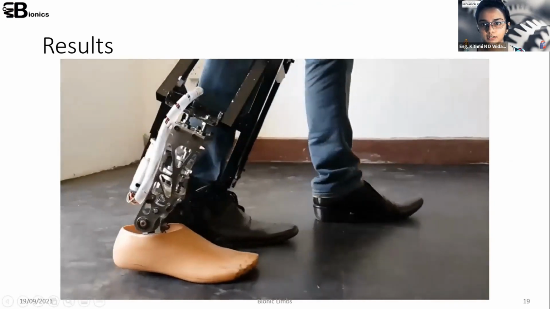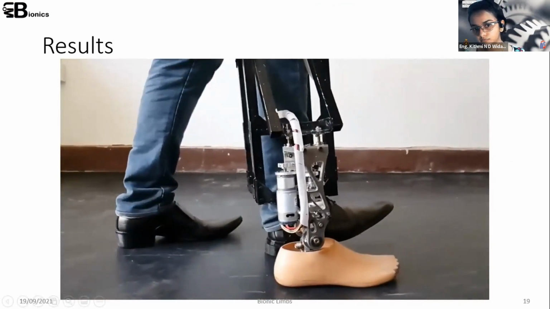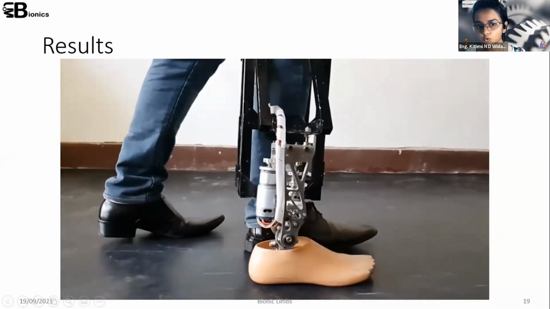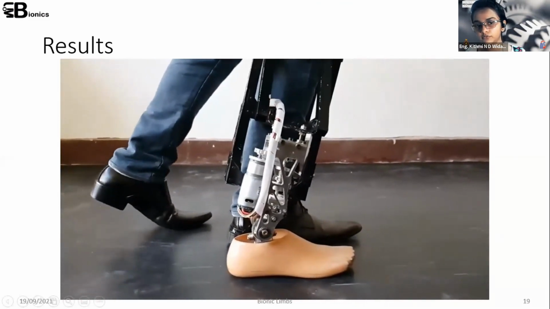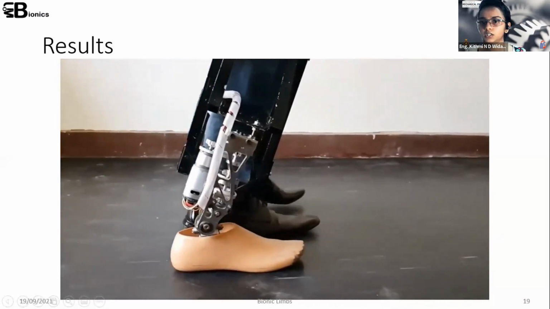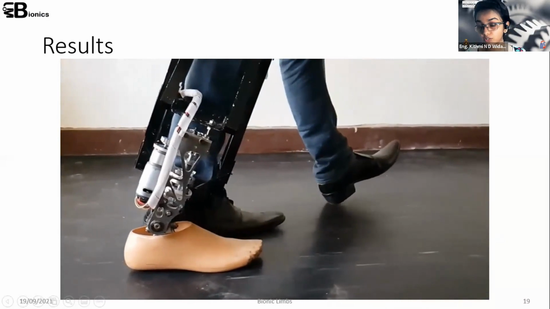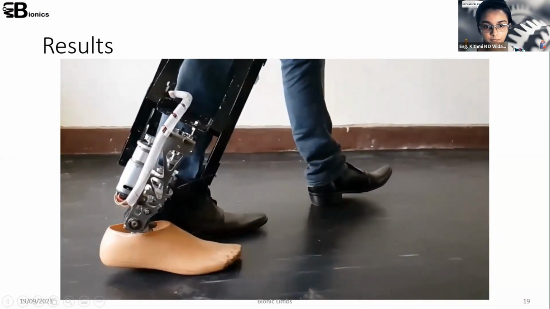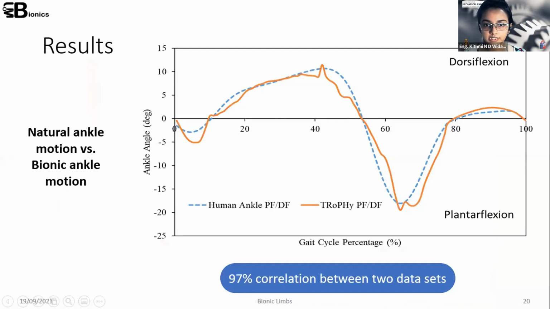So you can see how it can move parallel to the actual leg. We could prove that this device can work, mimicking the actual ankle motions when moving. These are some results that we got. We have proved that the natural ankle motion, shown in the blue line, is closely followed by our bionic ankle motion, shown as the orange line. We have a 97% correlation between the two data sets.